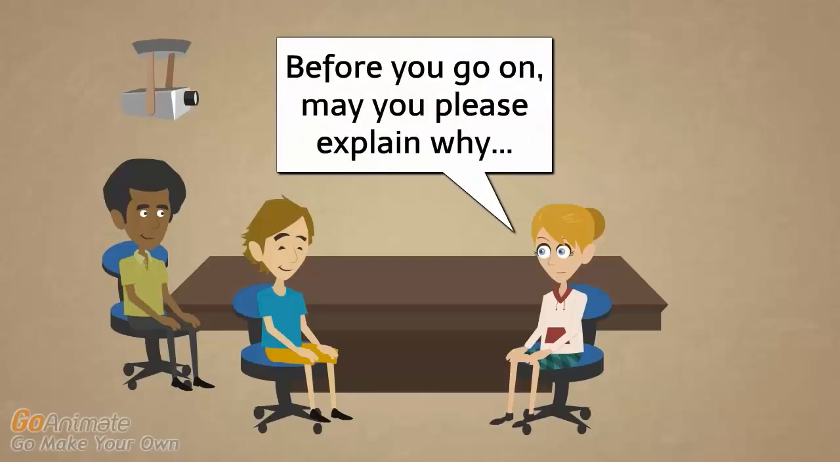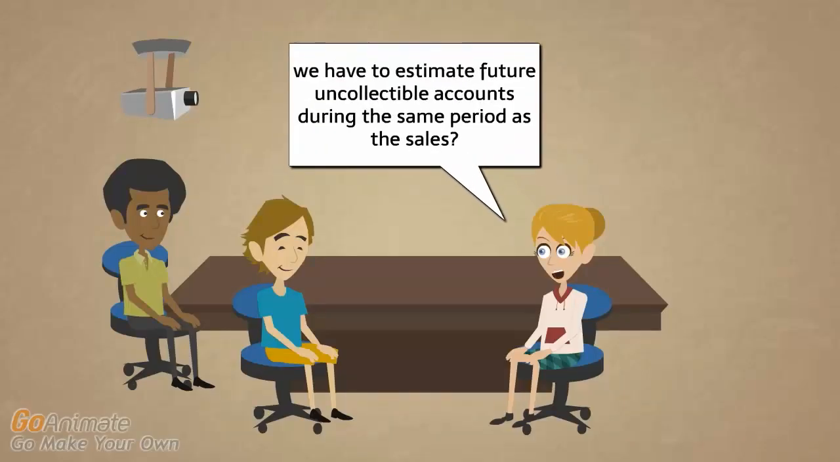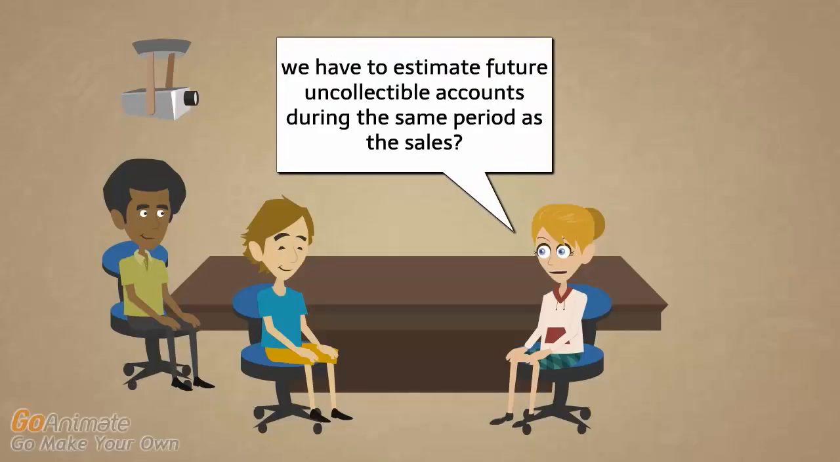Before you go on, may you please explain why we have to estimate future uncollectible accounts during the same period as the sales? The best way to think about this is the matching principle. So a cost of doing business this period, a cost of generating revenue, is that some of the sales that we made in shipping goods to our customers, those customers will not pay us. So we need to estimate the expected losses from those defaults now to match it to the revenues that we're booking this period.